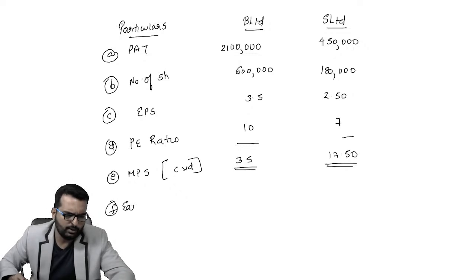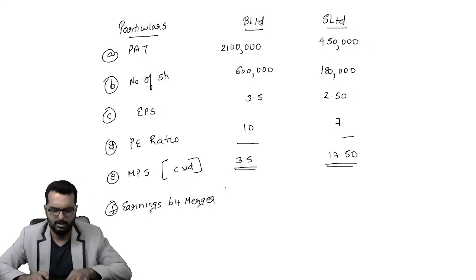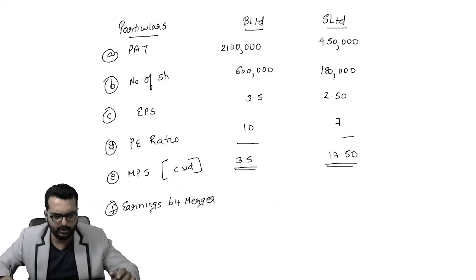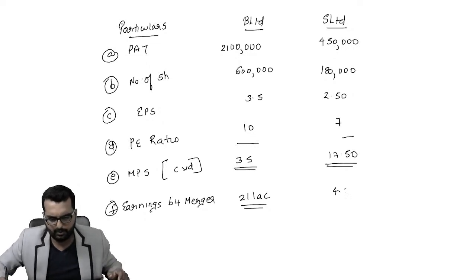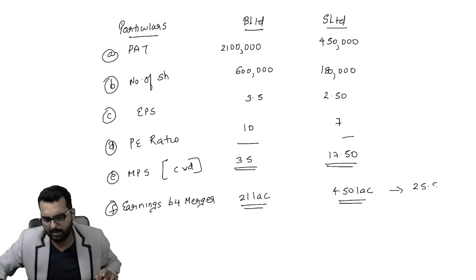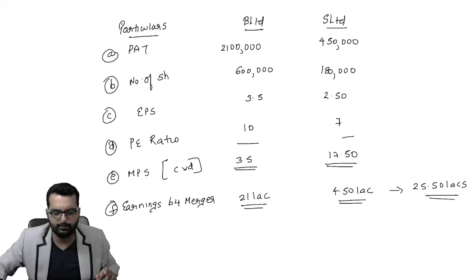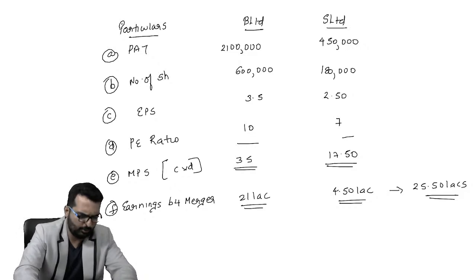We need to also find out one more thing, earnings before merger. Because once they get married, the earnings will get added up. So 6 lakh into 3.5 will give you 21 lakhs. 1 lakh 80,000 into 2.5 will give you 4.50 lakhs. So this plus 21 will give you the answer as 25.5, the total earnings after merger. Write down this in your books now.